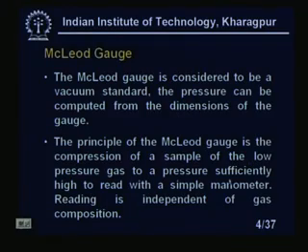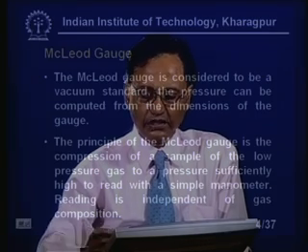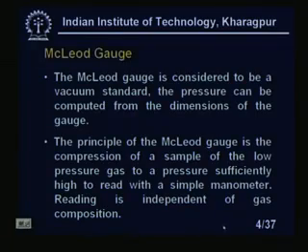So, the principle of the Mcleod gauge is the compression of a sample of the low pressure gas to a pressure sufficiently high to read with a simple manometer. Most important, the reading is independent of gas composition. That means I can take any gas, and I do not have to recalibrate the instrument. That is a great advantage of the Mcleod gauge. This advantage is not there in other low pressure gauges like the ionization gauge, where it is totally different. Let us look at more details of the Mcleod gauge.